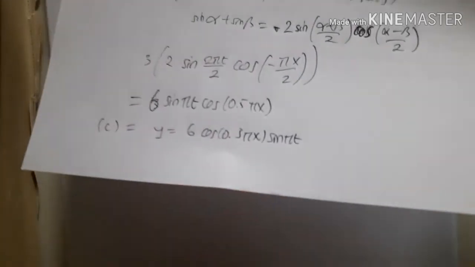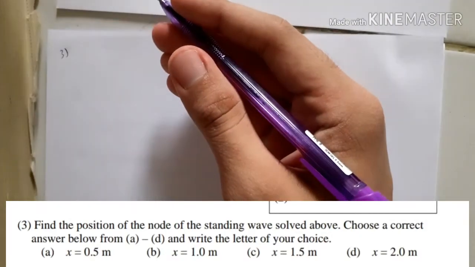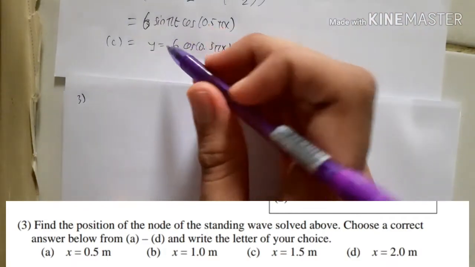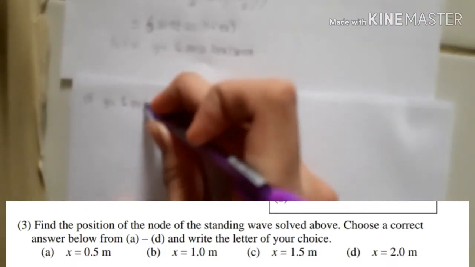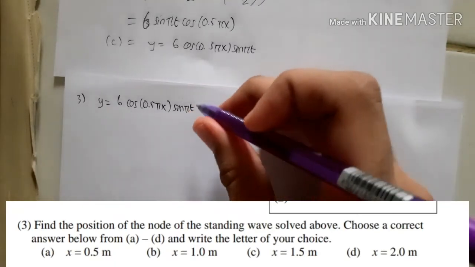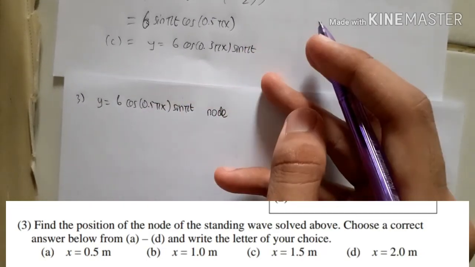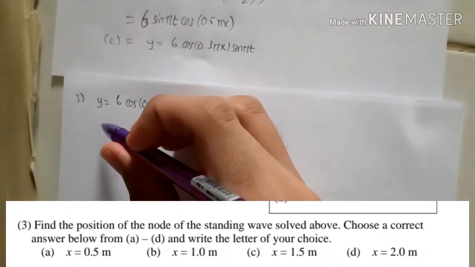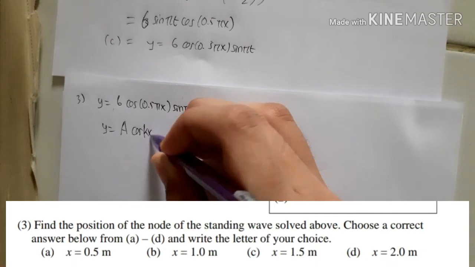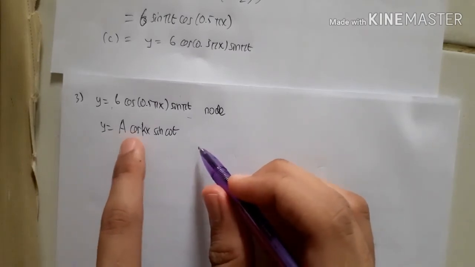Now question number 3 says to find the position of the node of the standing wave solved above. Choose the correct answer below. From the solution we have, y is 6 cosine 0.5 pi x sine pi t, and we have to find the node from there. You remember that because it results in a standing wave, the general form we can take from this is cosine kx sine omega t, which shows that the superposition of the wave has a free end node.